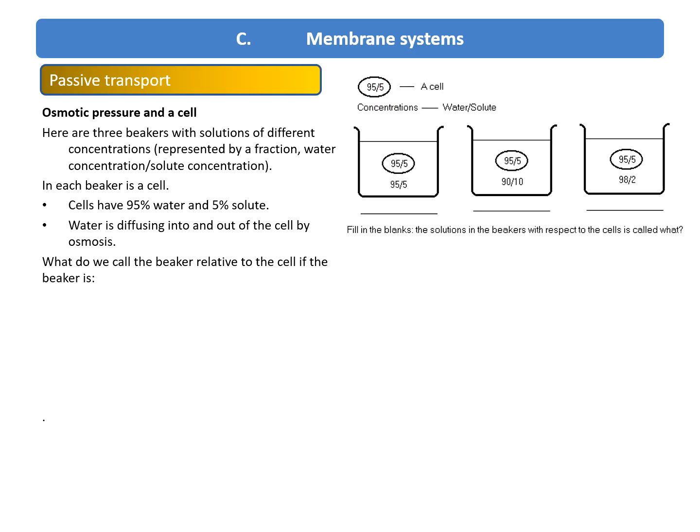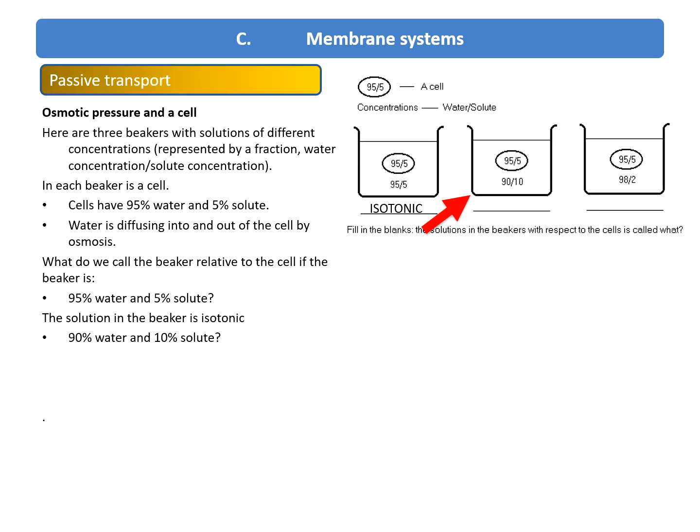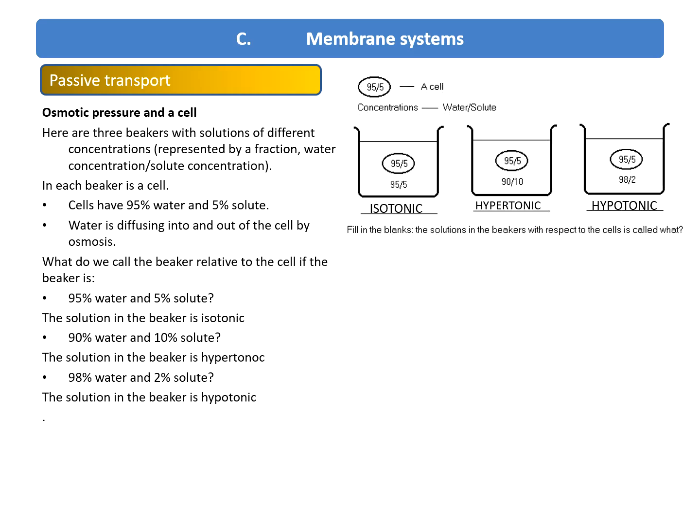What do we call the beaker relative to the cell if the beaker is 95% water and 5% solute? The solution in the beaker is isotonic. What if the beaker is 90% water and 10% solute? The solution in the beaker is hypertonic. If the beaker is 98% water and 2% solute, the solution in the beaker is hypotonic.